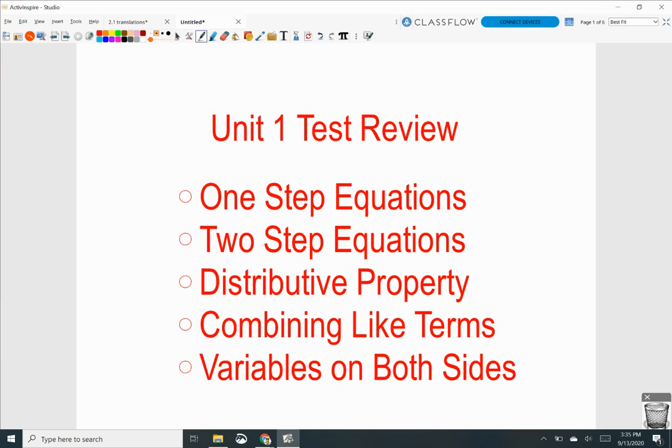So today I wanted to, one more time, run through all the different types of equations that we have solved and what's going to be expected for you to do on your test tomorrow.